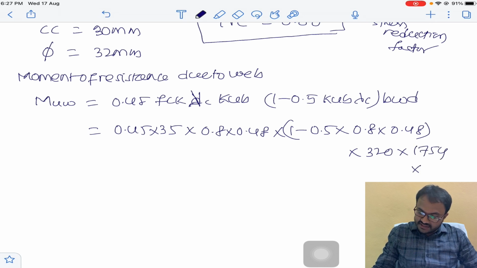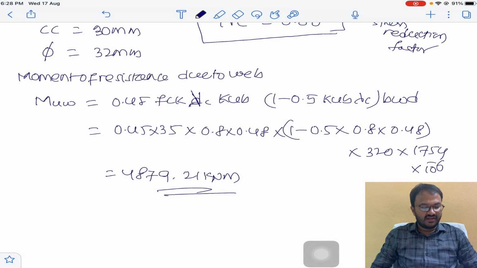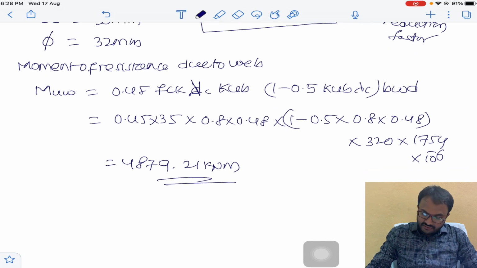If you want to get this entire moment capacity in kilonewton meter, just multiply it by 10 power minus 6. All the units are in Newton mm, so to convert Newton mm into kilonewton meter, multiply by 10 power minus 6. So you will get 4879.21 kilonewton meter. Clear? So this is the moment of resistance due to web.